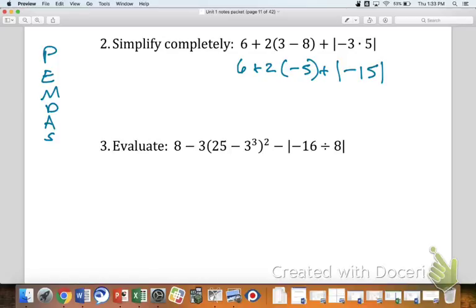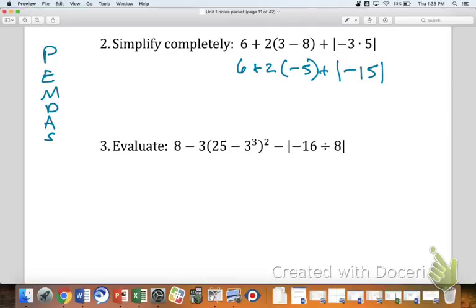What do you think about that step? I've done the PA in PEMDAS, right? I've done the work in the parentheses. Make sense? Okay. Do you guys see any exponents in there? No. I don't see any exponents either. So now I'm down to the multiplication or division part right there.